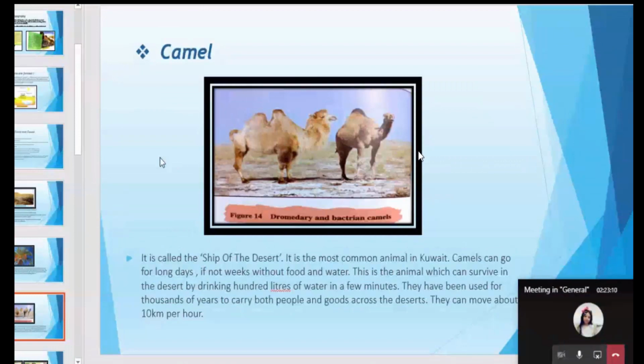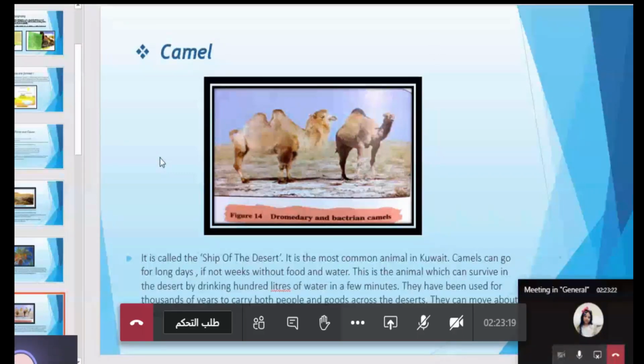Now we're coming back to the camel. What is the camel called, children? The camel is called the sheep of the desert. Yes, very good. Now, which is the most common animal in Kuwait? Camels. Very good. Camels are the most common animal in Kuwait. Camels can go for many days, if not weeks, without food and water.